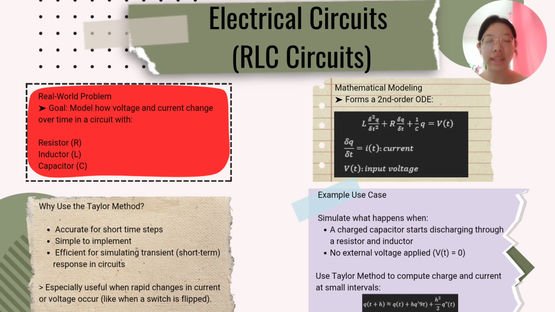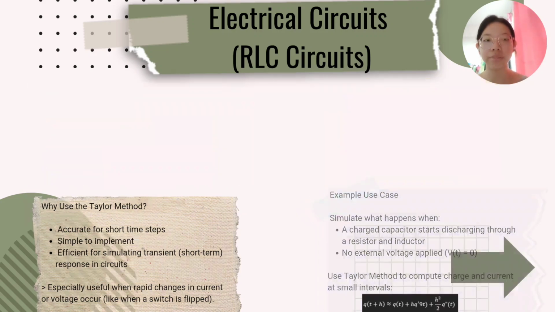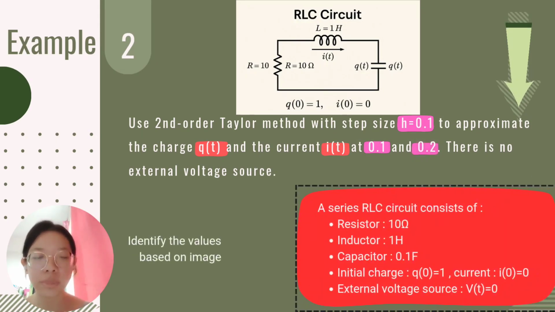And now the question is why we use the Taylor method. This is because it's accurate for short time states, it's simple to implement, it's great for modeling rapid changes, and last but not least, it's efficient for short-term circuit behavior. Okay, let's look at this specific example.